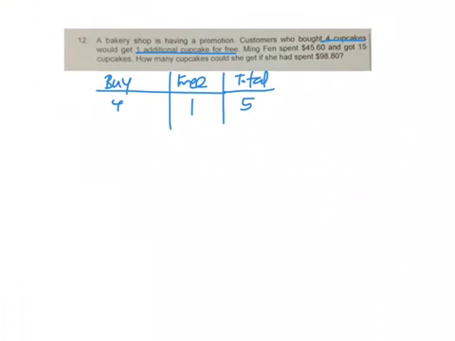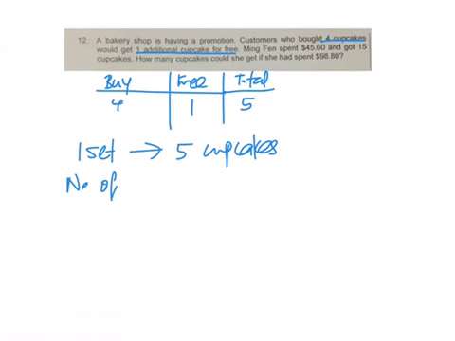So how many groups or how many sets of cupcakes did she buy? So 1 set will be 5 cupcakes. She received 15 cupcakes altogether. So the number of sets would be 15 divided by 5. She bought 3 sets of cupcakes. Now she did not pay for all 15 of them. How many did she pay for?